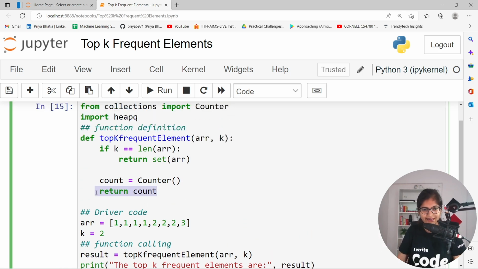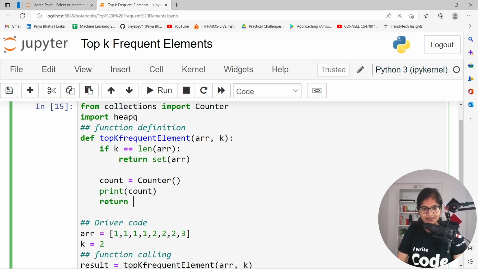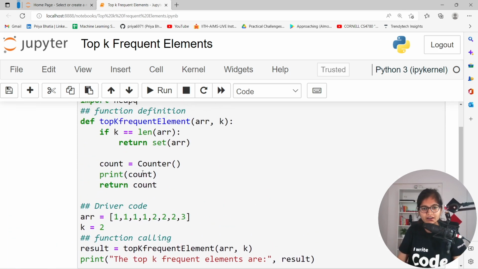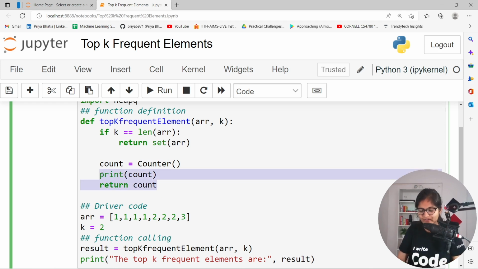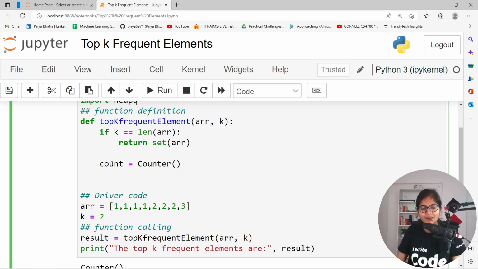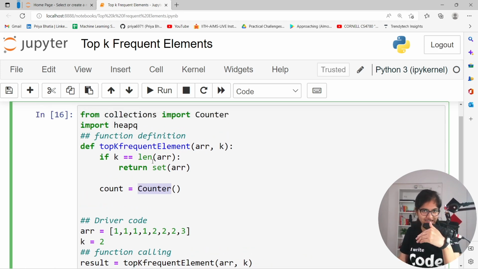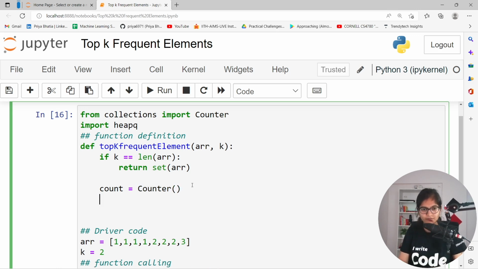Okay, so can we print that? Let me print and see if I will be able to get something out of it. No. So here I think I will be able to print by specifying the keys. Basically, what I'm saying is that this Counter will give us key-value pairs, where the key is the unique element that we have and the value is the frequency of that element. I will show you, just wait a minute.